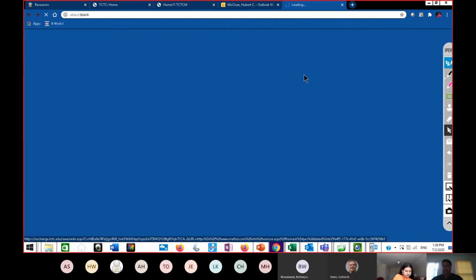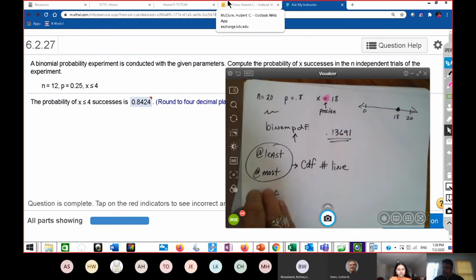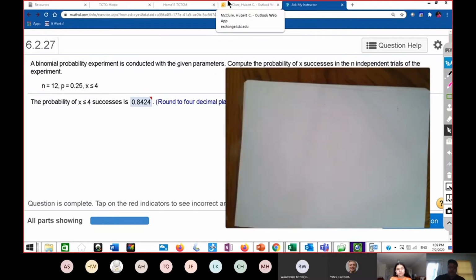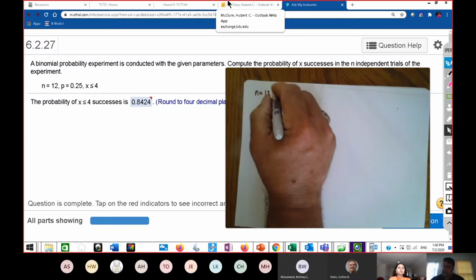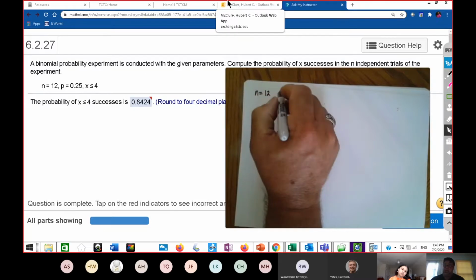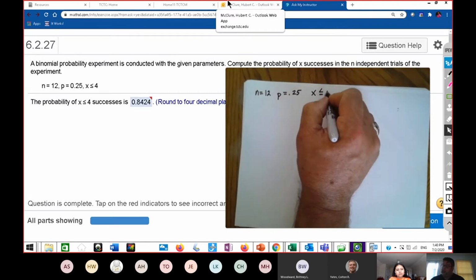27/9. Another test question. I'm going to write it down on my handy dandy do-jigger here, and I'm going to write it out just like if I were a student. Okay? If I were a student, I'd go, okay, this is n is equal to 12, p is equal to 0.25, and x is less than or equal to 4.